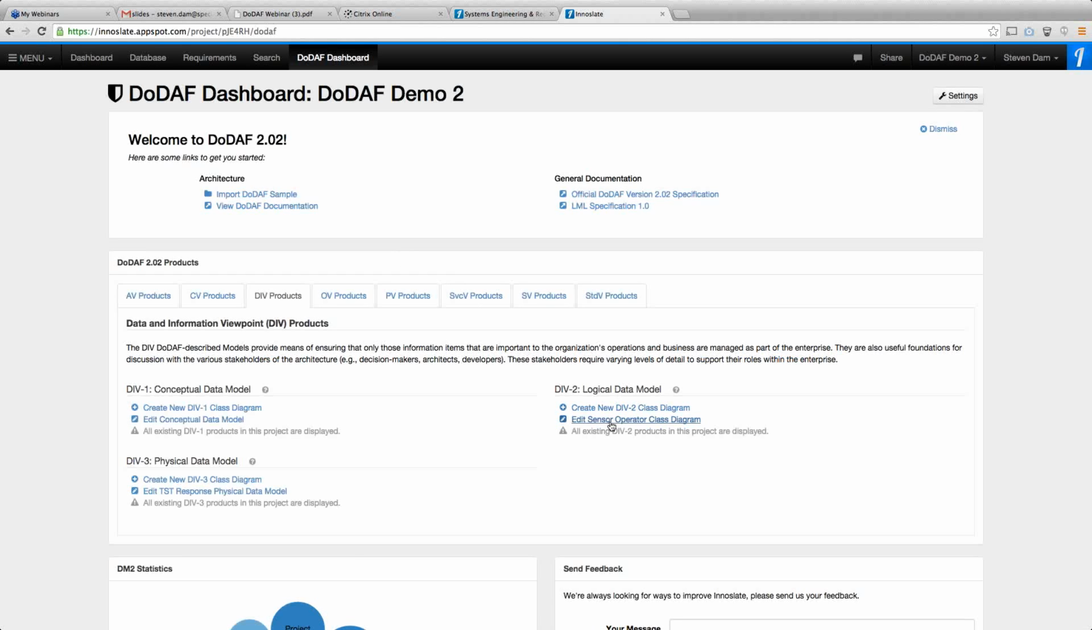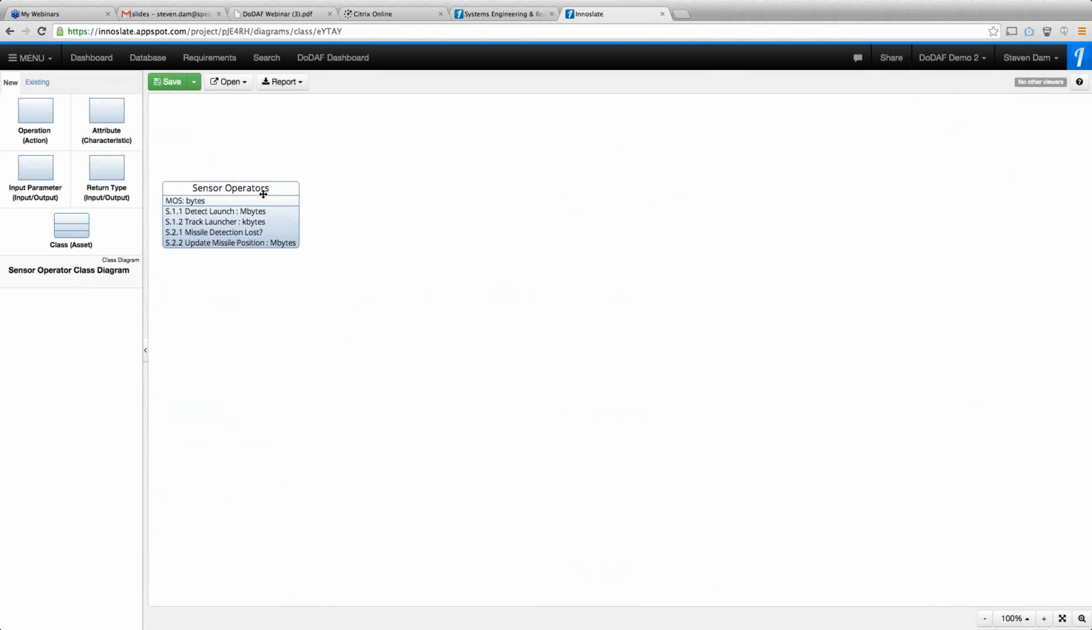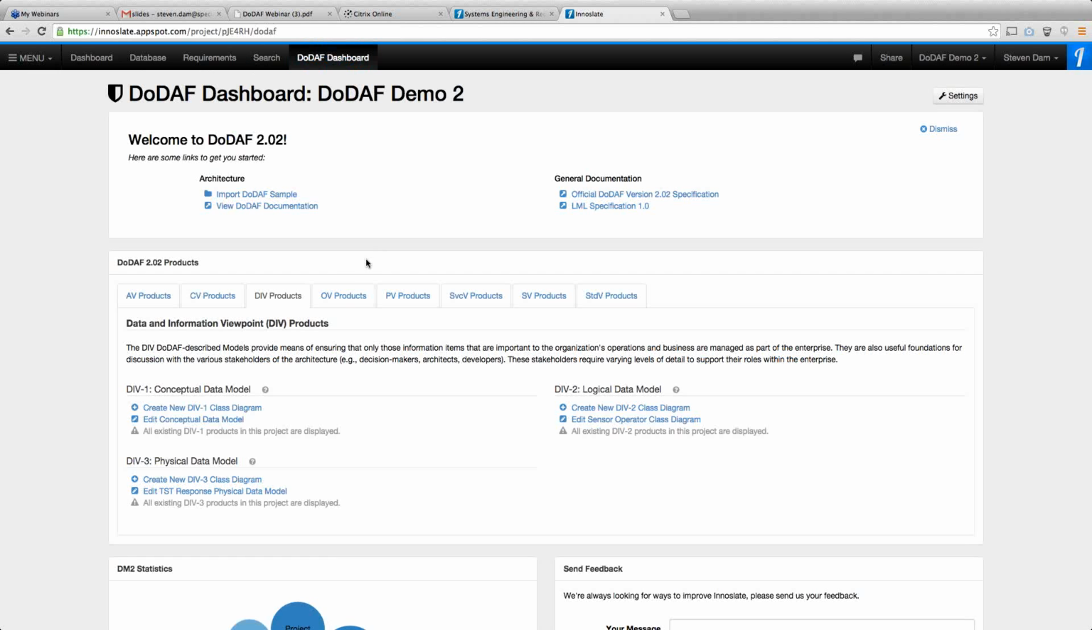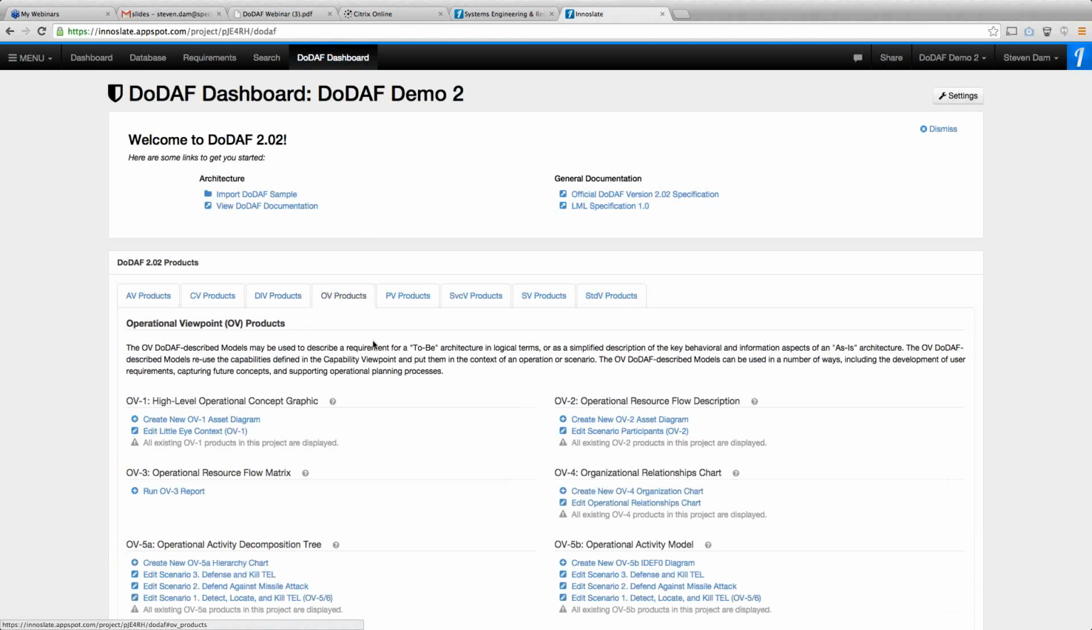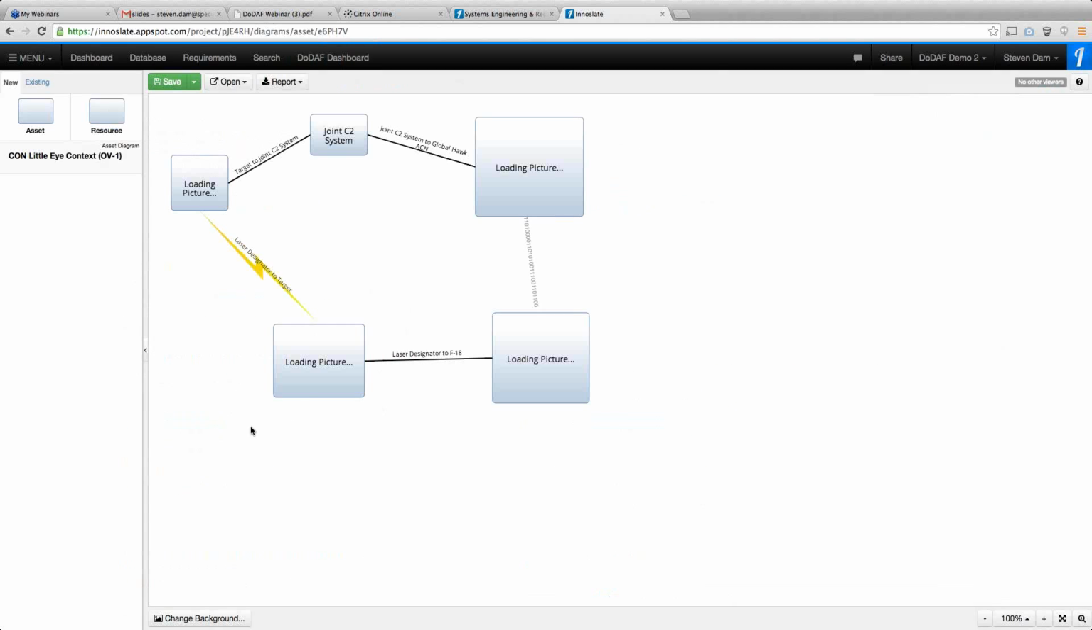I'm giving you a very quick tour here. Here's another, more detailed class diagram. So this is the actual class diagram as part of the tool. Yes, we actually do have quite a number of the UML and SysML models in this as well. The OV products, well, we have to look at the OV1. It's always a context diagram.